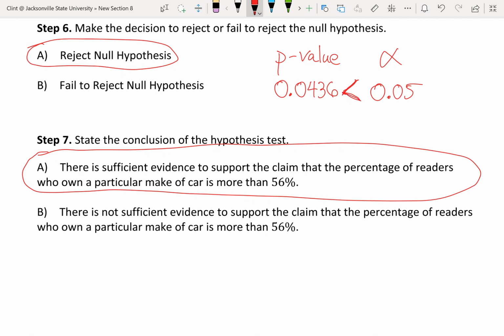Yeah, and if our p-value is small enough, if it's smaller than the significance, we reject the null hypothesis. If it's bigger, we fail to reject. Yep. Okay. Any questions on that one? All right.